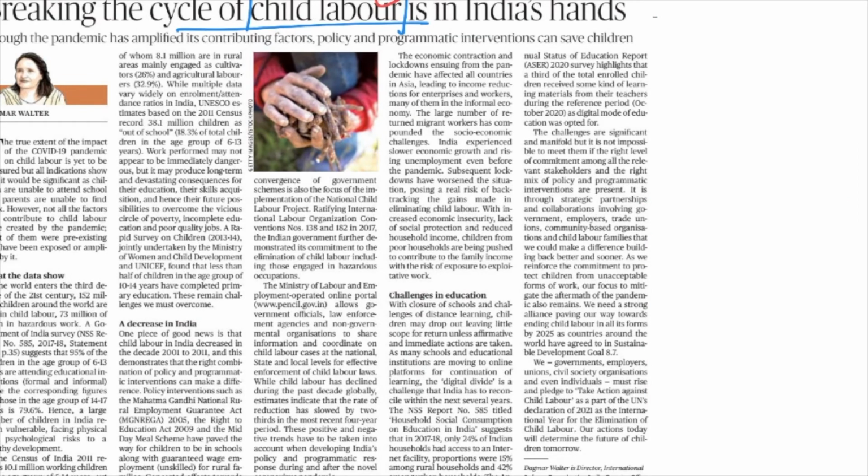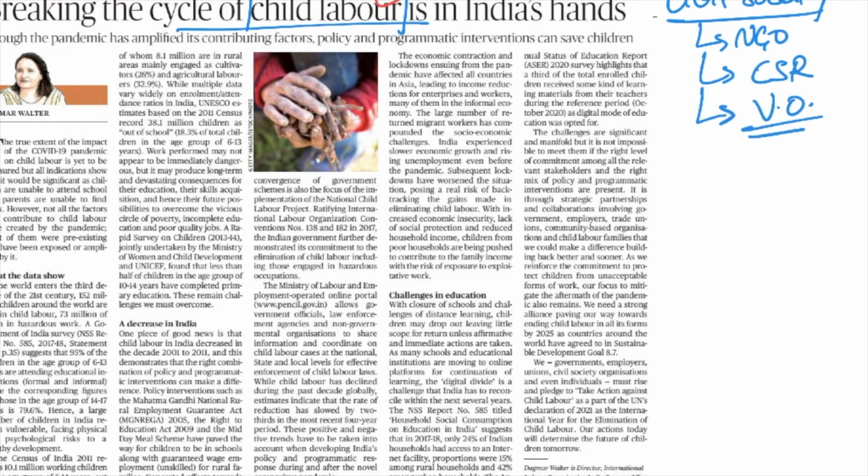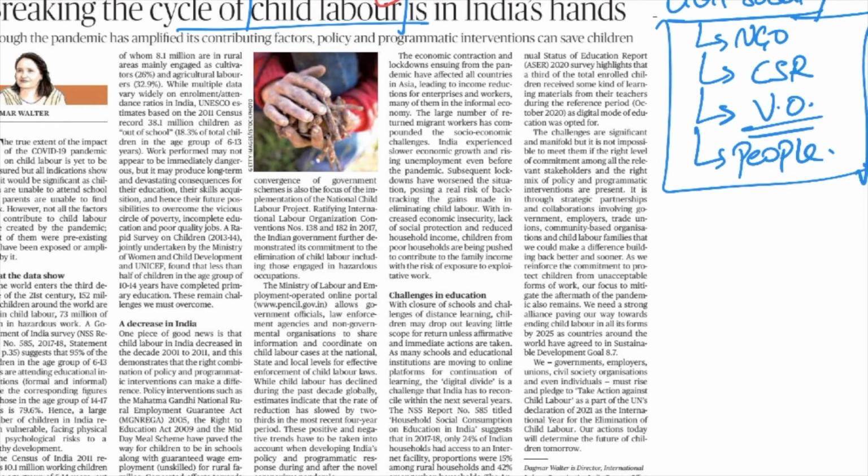Now, how do you handle this issue? In our GS2 syllabus, we have civil society. Civil society consists of many stakeholders like NGOs or even corporates through corporate social responsibility. Then there are partners, voluntary organizations, and you also have people, most importantly, people as partners in development. So the very idea of social development must make the entire civil society a stakeholder in the developmental process.